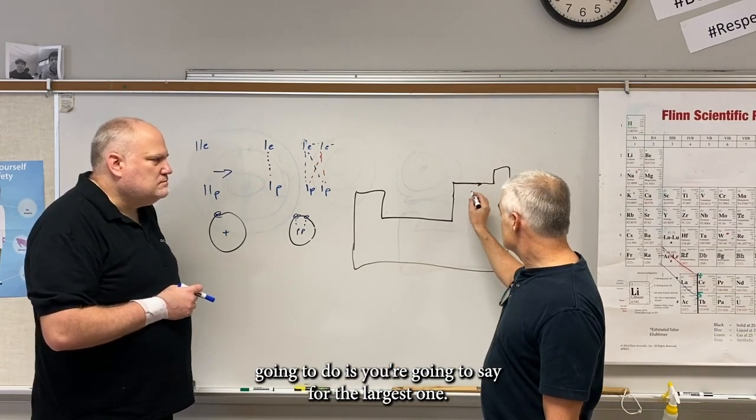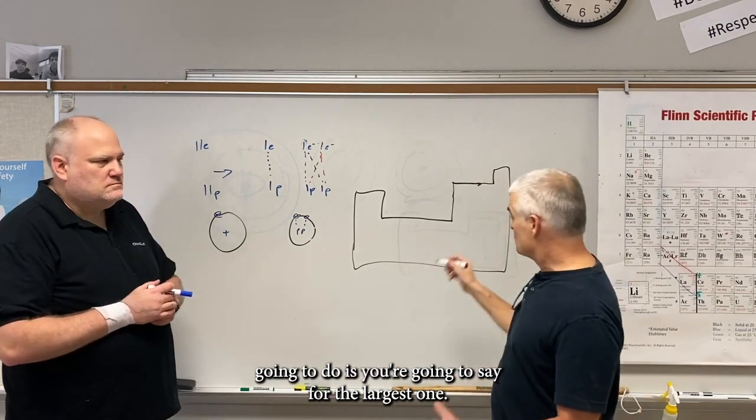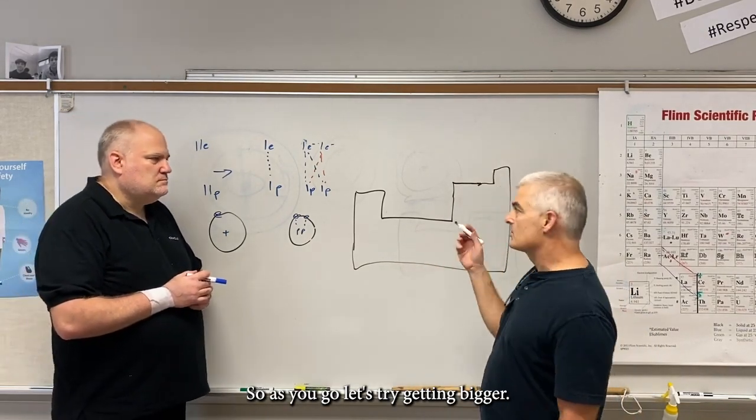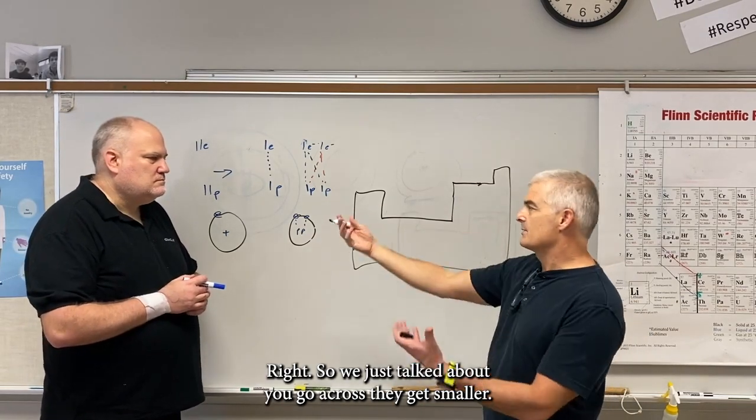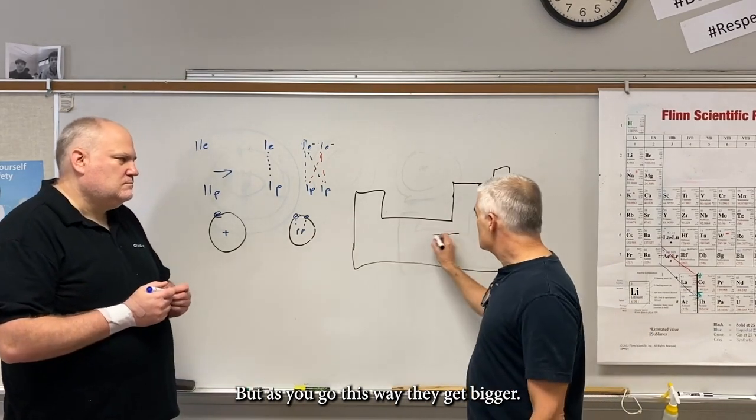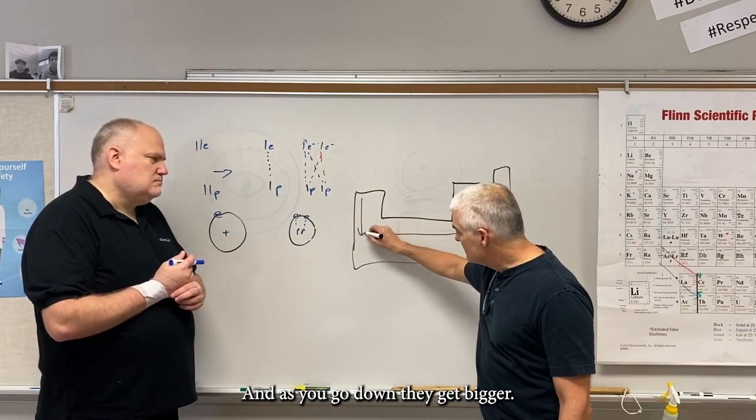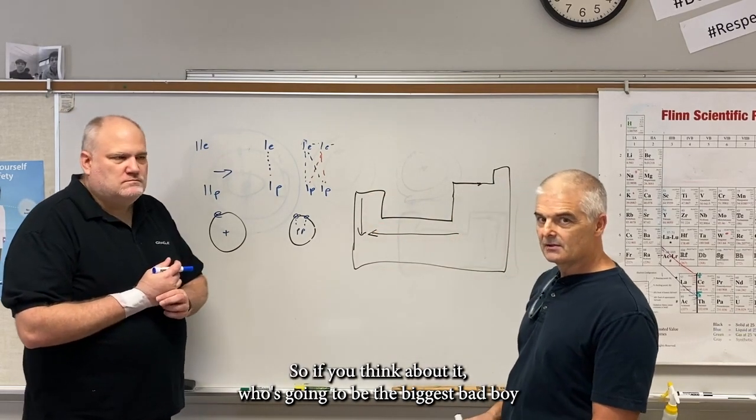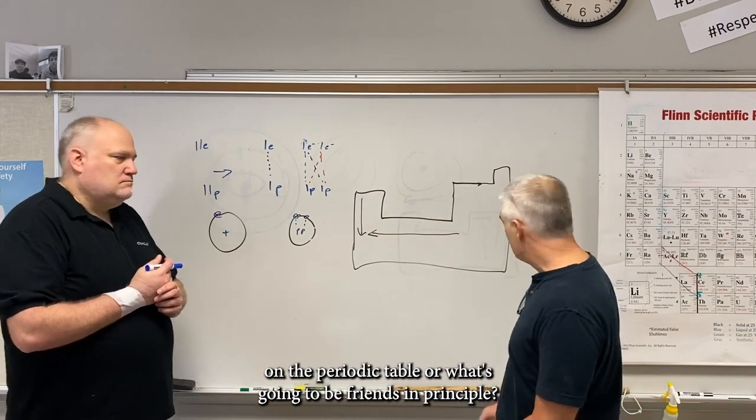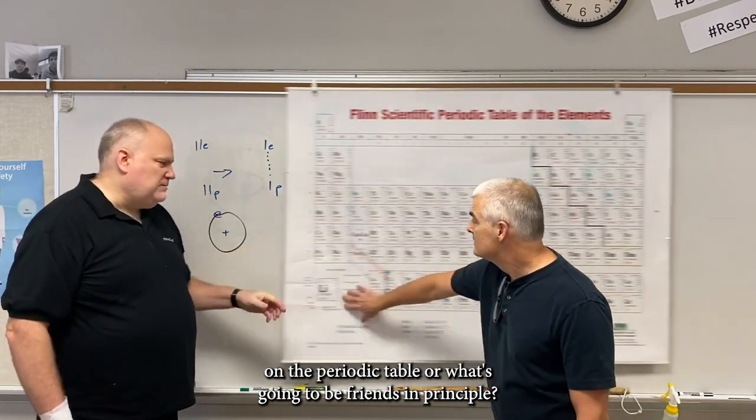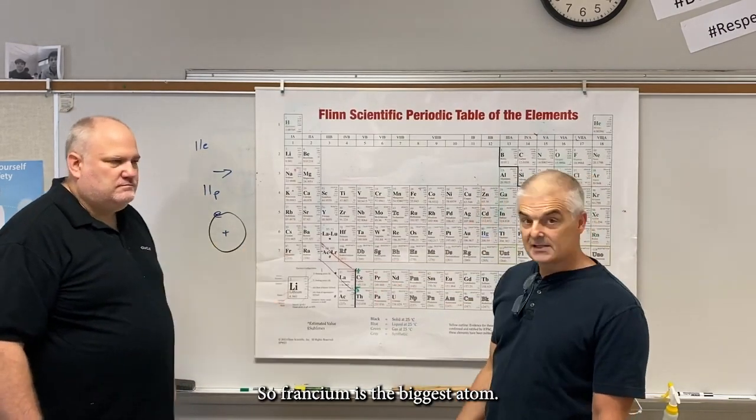And what you're going to do is you're going to say, for the largest one, so let's talk about getting bigger, right? We just talked about as you go across, they get smaller. But as you go this way, they get bigger. And as you go down, they get bigger. So if you think about it, who's going to be the biggest bad boy on the periodic table? Oh, it looks to me like it'd be francium. So francium is the biggest atom.